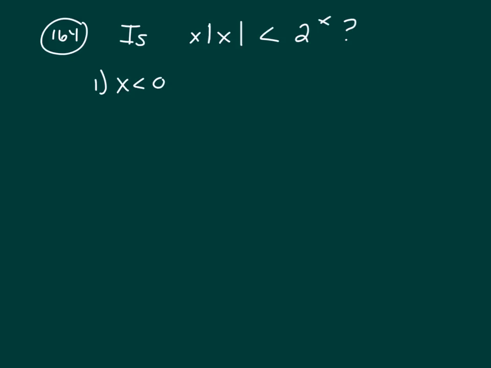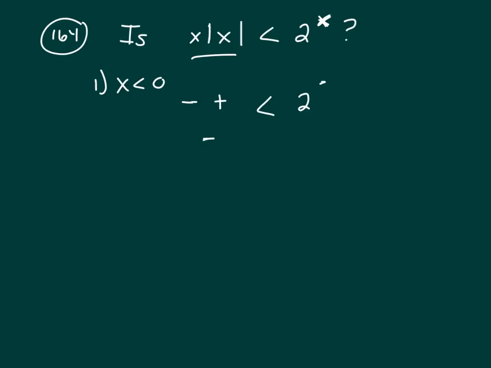So we're trying to figure out if x times the absolute value of x is less than 2 to the x. So clue 1 says x is less than 0, so that means it's negative. X is negative. So on the left-hand side, we would have a negative times a positive, because when you take the absolute value, it's going to be positive, is less than 2 to some negative number.